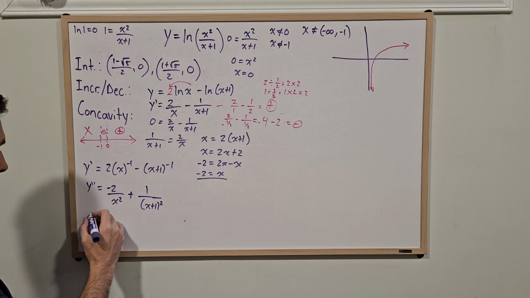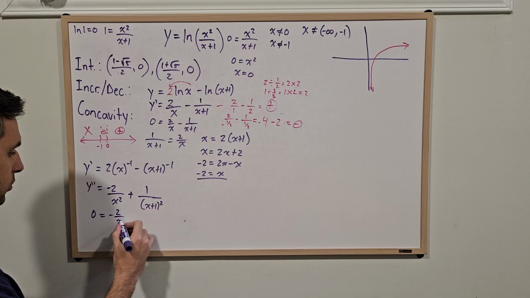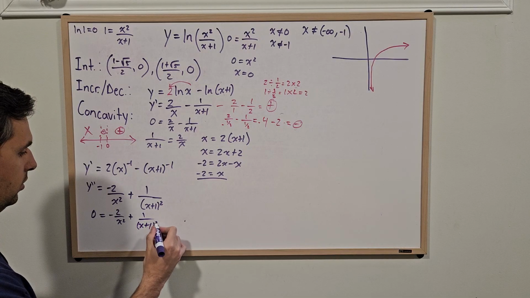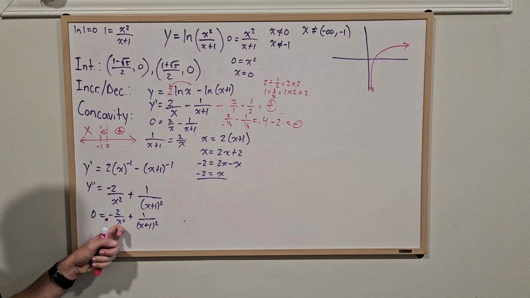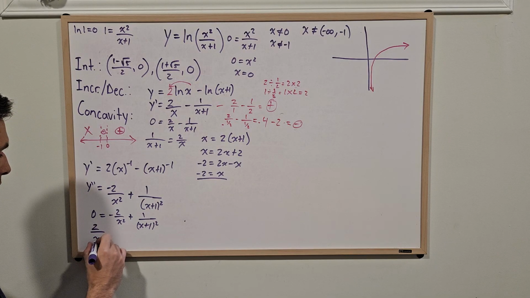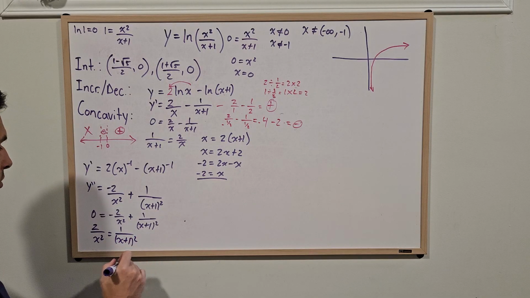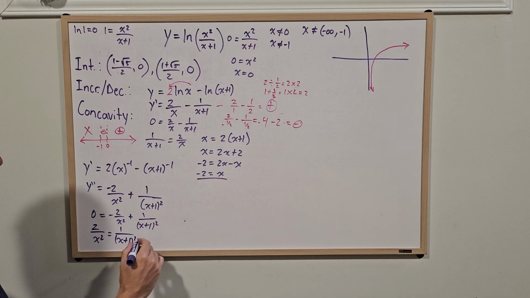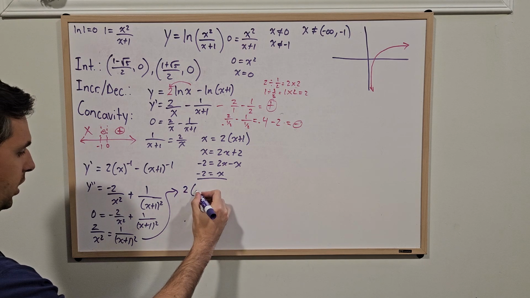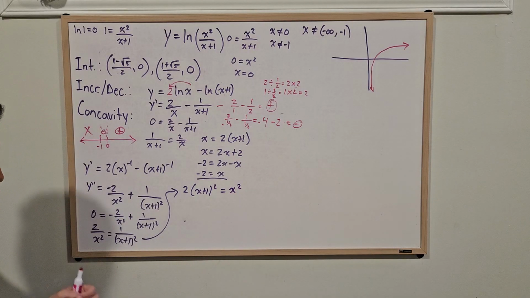Setting this equal to 0, we're going to do the same thing we did earlier. We have 0 equals negative 2 over x squared plus 1 over x plus 1 squared. We're going to move this one over to the other side. So we have 2 over x squared is equal to 1 over x plus 1 squared. Okay? Now we're going to, once again, cross multiply. We're going to move it up here. And we're going to have 2 multiplied by x plus 1 squared is equal to x squared.